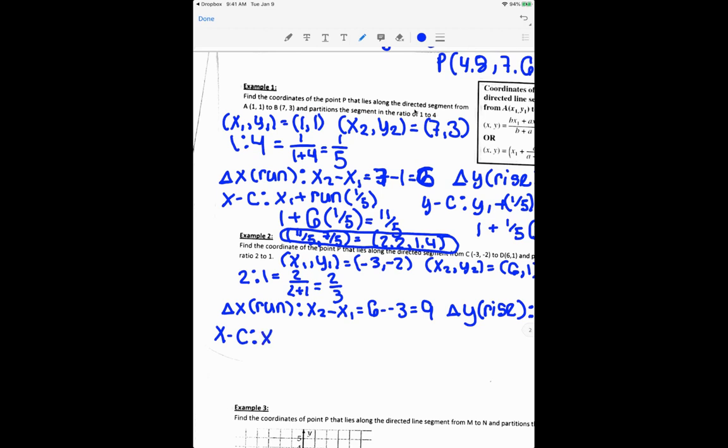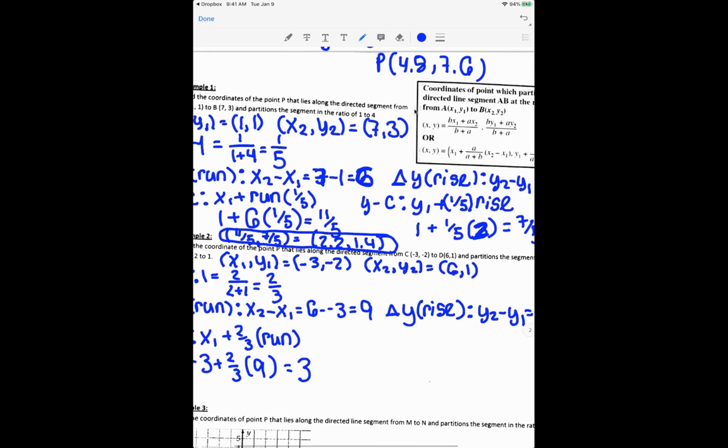So we have x1 plus our ratio times our run. Our x1 is -3 plus 2/3 times our run, which is 9. Then if we simplify that, it comes out to -3 plus 6, which is +3. Nice, we get an actual number and not a decimal this time.